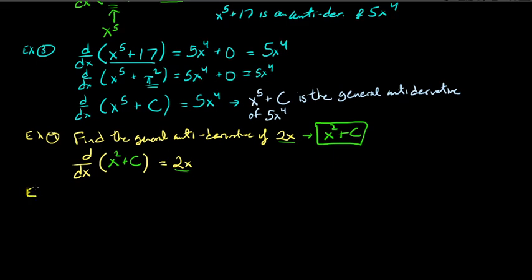Try this one. Again, find the antiderivative. So the derivative of what function is cosine x? Probably remember, or at least I hope you remember, that the derivative of sine is cosine. Again, plus any arbitrary constant. So the general antiderivative of cosine is sine of x plus c. Okay? So that's the idea of antiderivative.